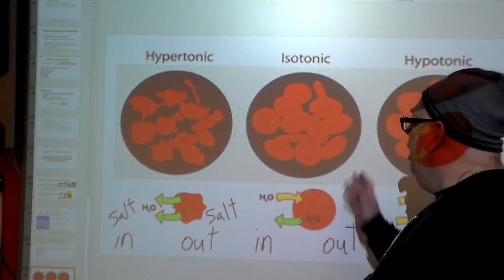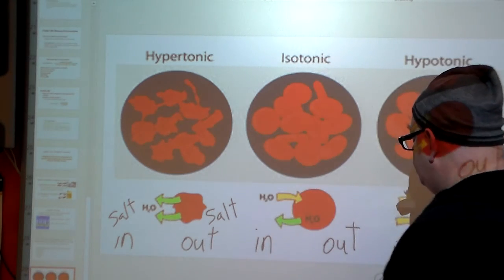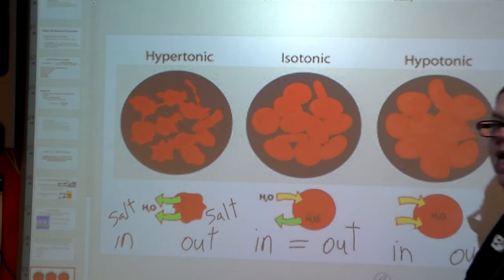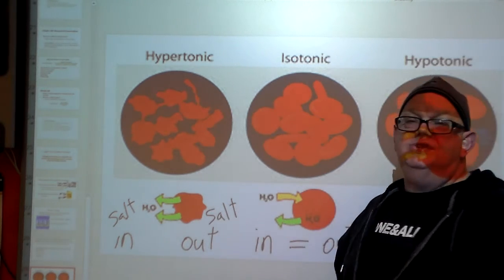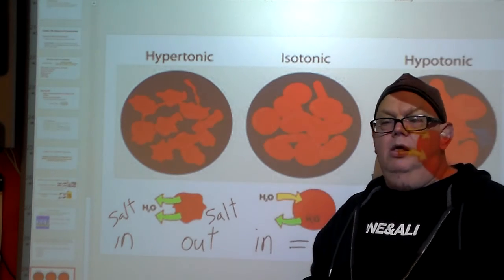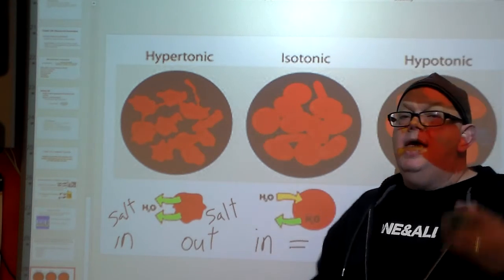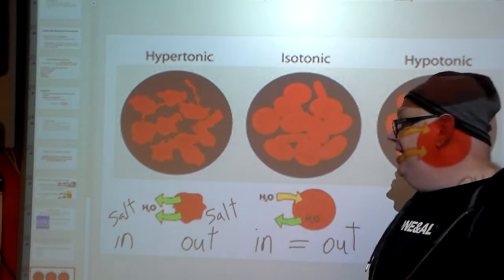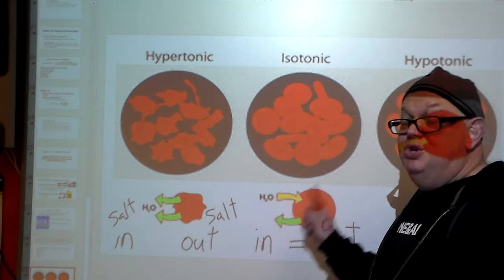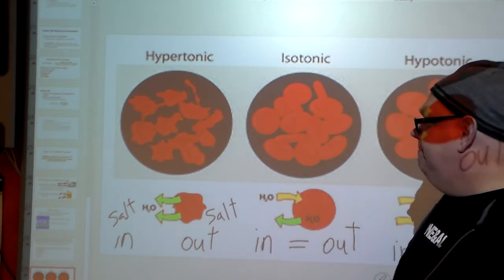Now, here's the thing. When it's isotonic, the salt in is equal to the salt out. So the concentration's the same. So water's able to flow through, no big deal. If some of it goes in, some of it comes out. That's a semi-permeable membrane. This is pretty normal. This is what our red blood cell should be doing. We should be okay with that.